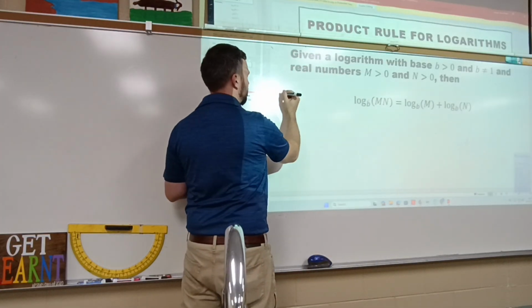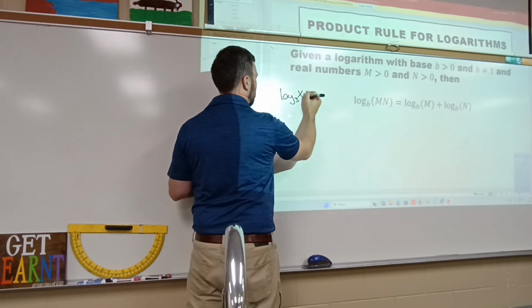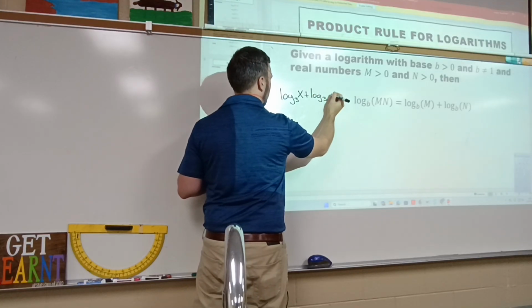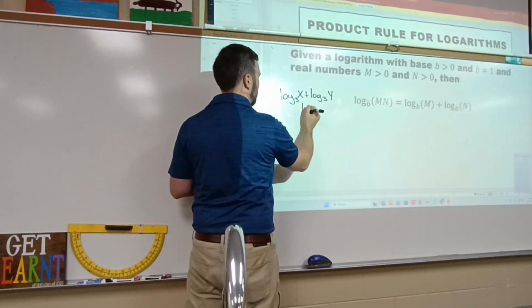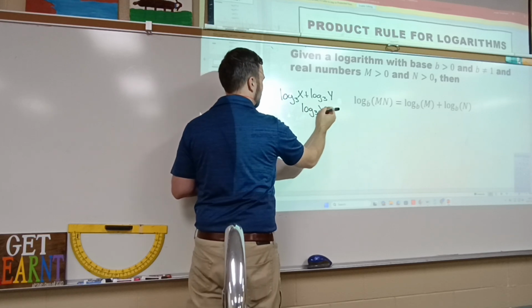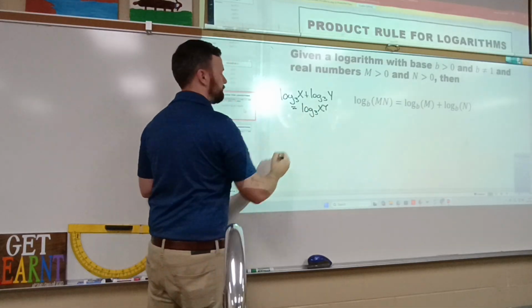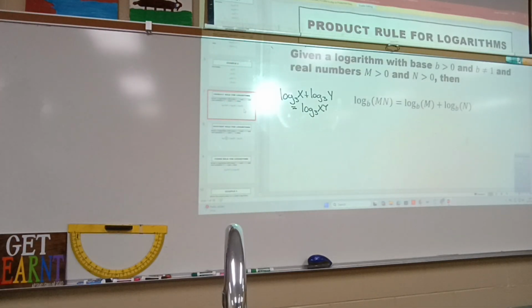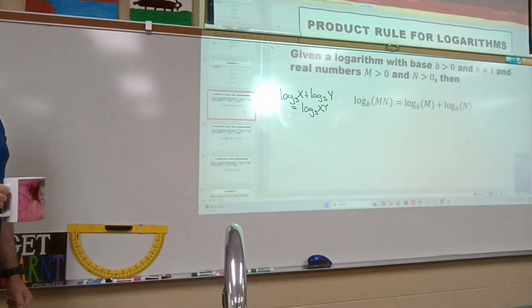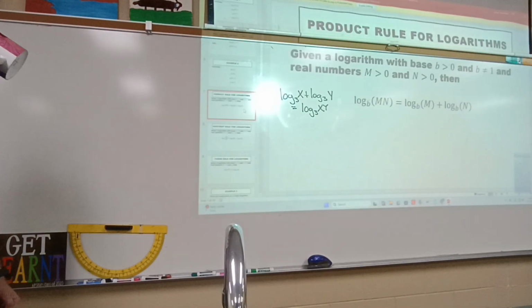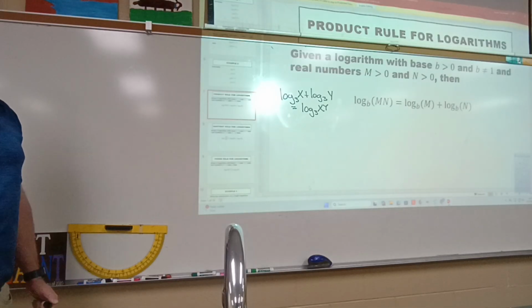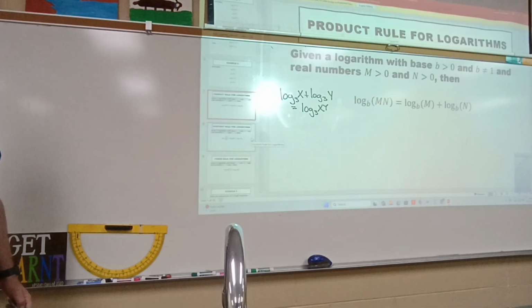I like to have a little example by these. I don't like just the rules. If I have log base 3 of x plus log base 3 of y, that's the same thing as log base 3 of x times y. Okay? They're equal. If any of you someday slip in and take a little bit of calculus, this rule is really, really important. In here, we'll just do some basic stuff with this rule.